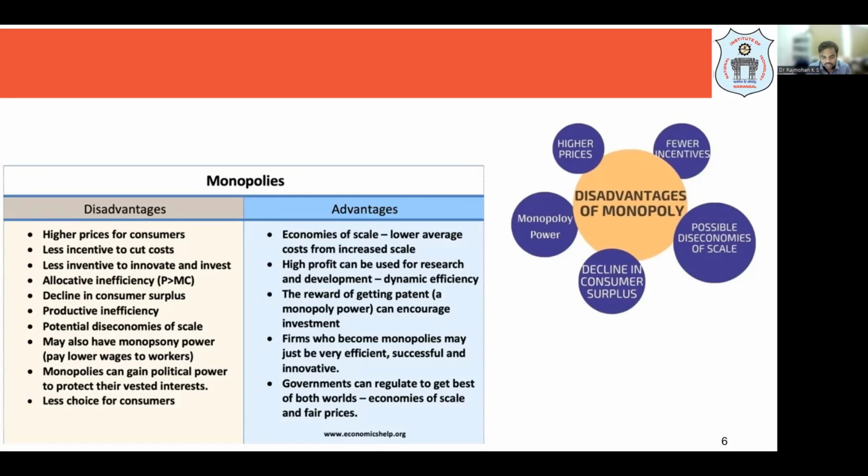When a particular monopoly is there, for example, in India, some of the monopolies are IRCTC. Railways is a monopoly, even though there is a little privatization involved in it right now of late. Okay, so there are many other disadvantages associated with it. You can go through it.